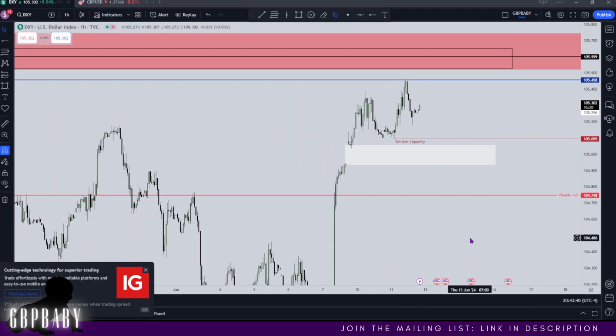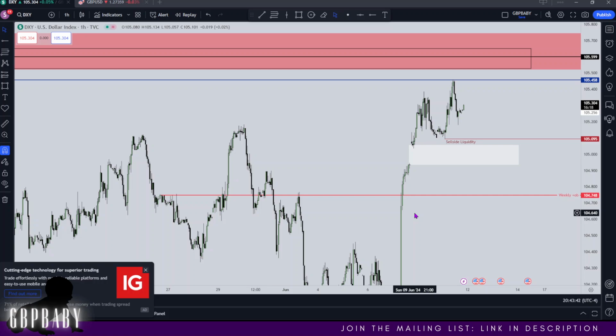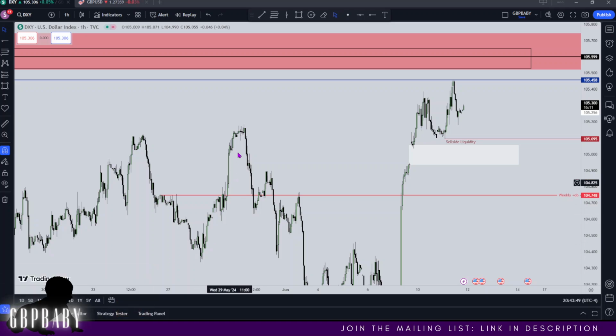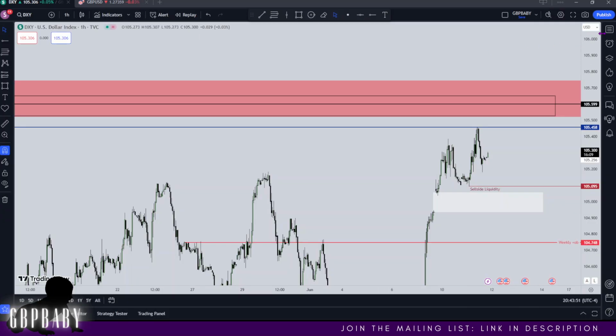So yeah, that's pretty much everything on dollar. I hope that all makes sense. Remember, we've got FOMC and CPI, a double whammy tomorrow. So, low risk, do be careful. And yeah, let's move on to GBP USD.